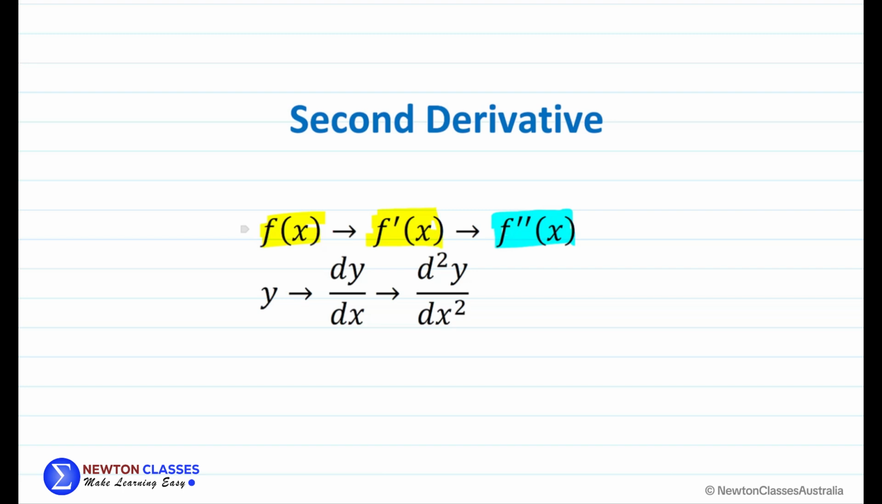In some books, the first derivative is given as dy/dx, so the function given is y. If I do the first derivative, it is dy/dx, and if I continue finding the derivative of the first derivative, we get d²y/dx².